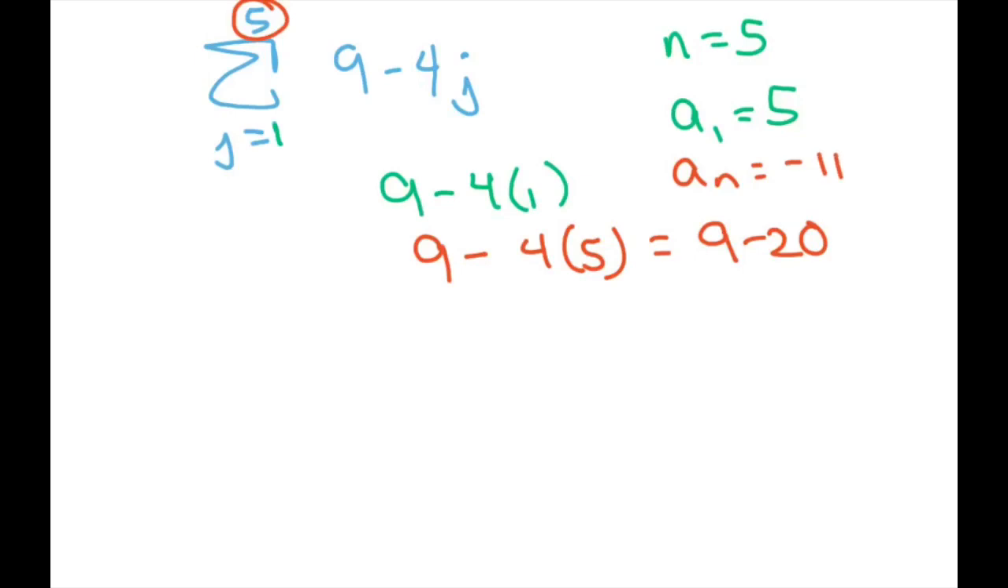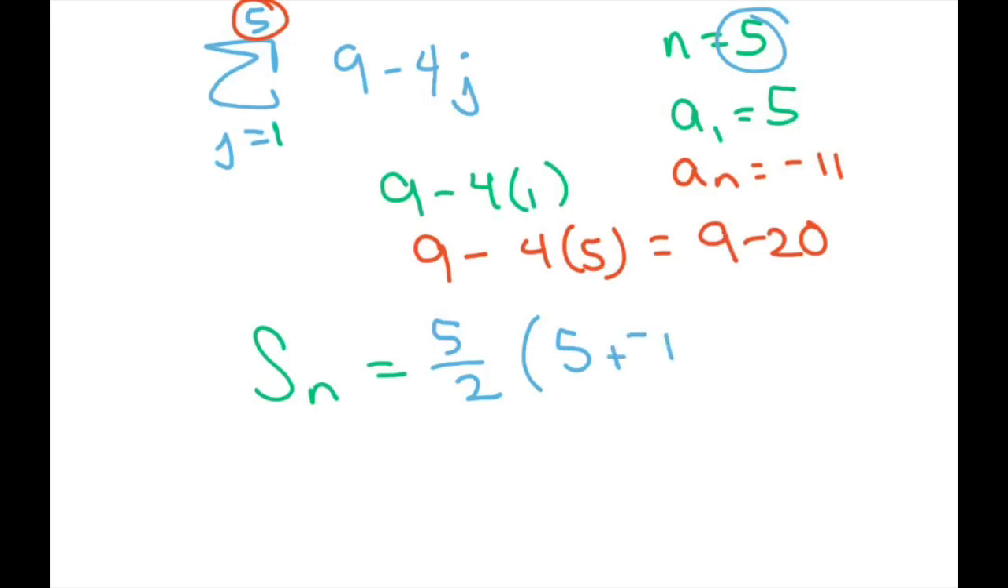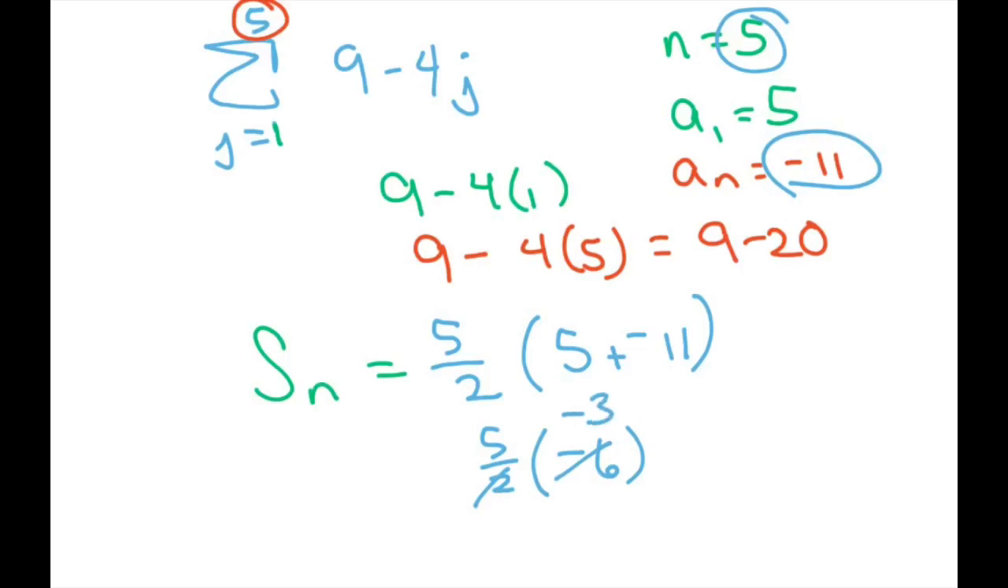And then you plug it in your formula. So n is 5, divided by 2. Your first term is 5 plus a negative 11. So we get 5 halves times 5 minus 11, which is negative 6. And 2 goes into negative 6 negative 3 times. 5 times negative 3 is negative 15. So that is your sum.